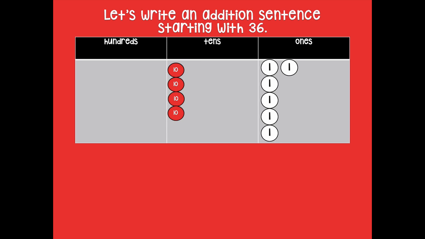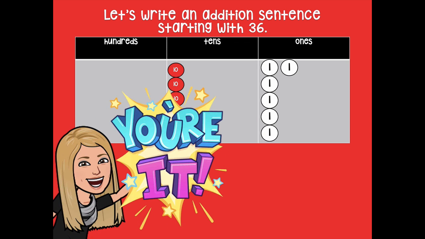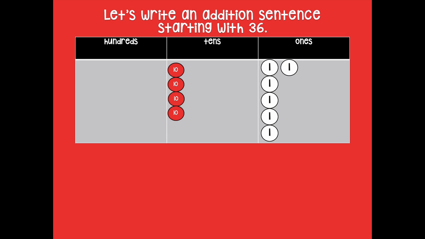Let's write an addition sentence starting with 36. So this time I want you guys to pause the video and write an addition sentence starting with 10 and modeling how we added 10 to it. And then what number do we have on our place value chart is our total. Okay, so pause the video, write that, and then click play when you're ready to go over it together. All right, friends, pause if you need more time. Okay, so I came up with 36 plus 10 equals 46.